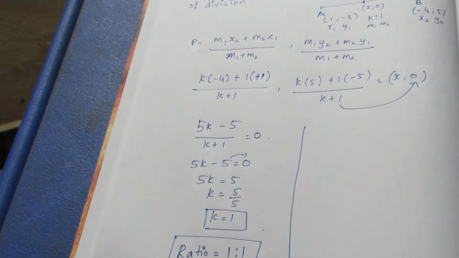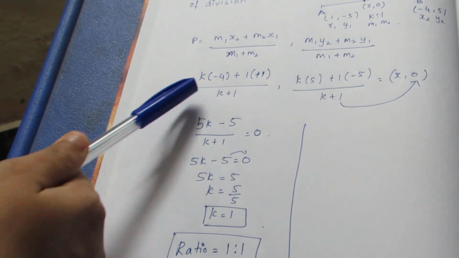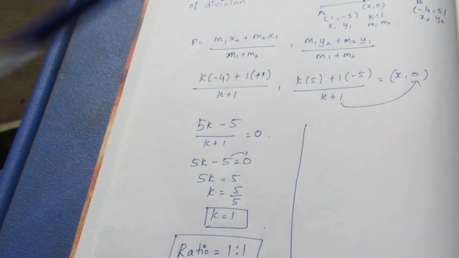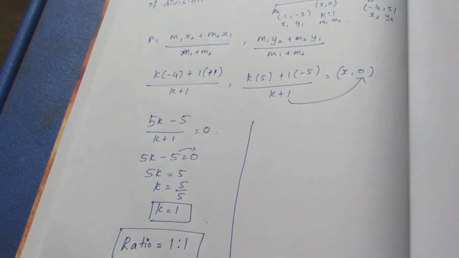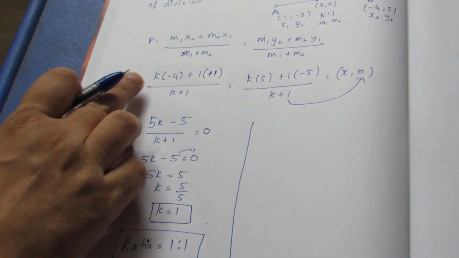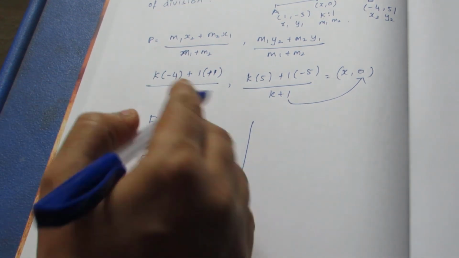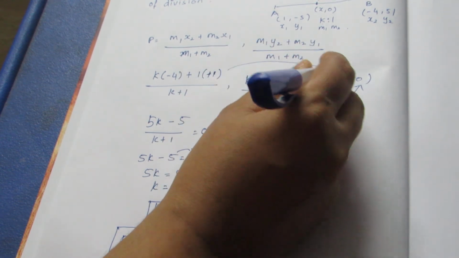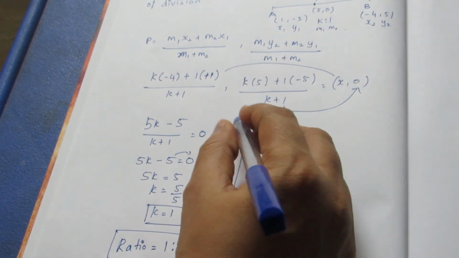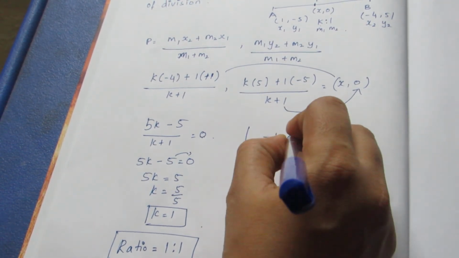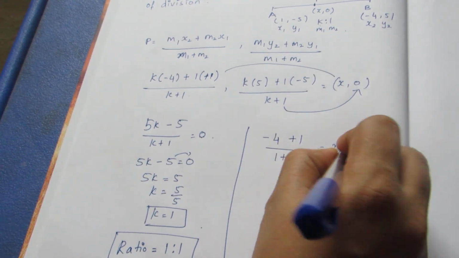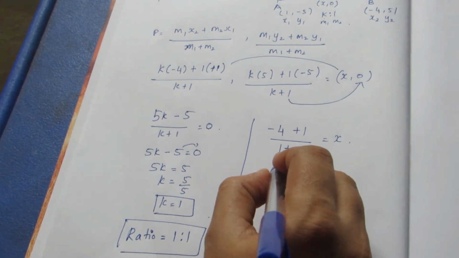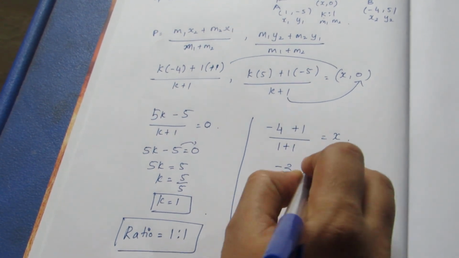Now we know the value of k. We can directly substitute it in the first one to find the value of x. We want the value of x to write the coordinates. Just substitute the value of k over here and equate with the first one. Now if I substitute k, it becomes (-4 plus 1) by (1 plus 1), which is equal to x. If I solve that, it becomes -3 by 2, which will be equal to my x.